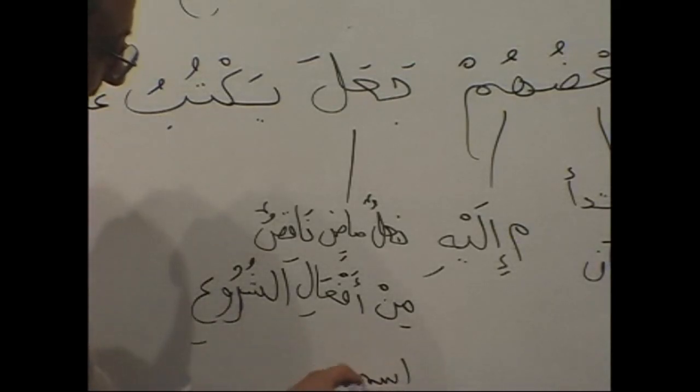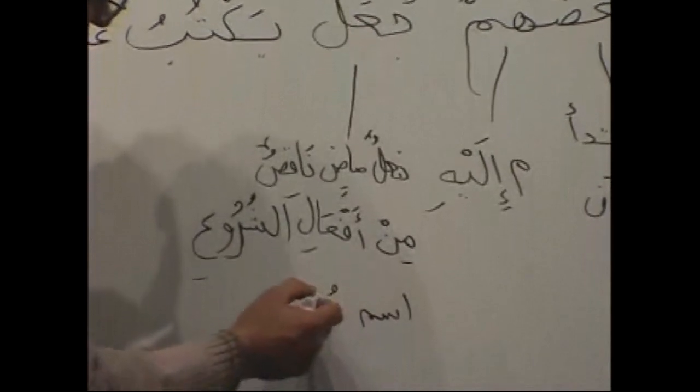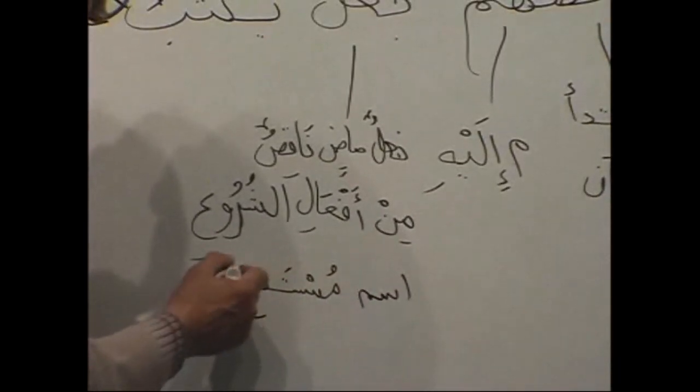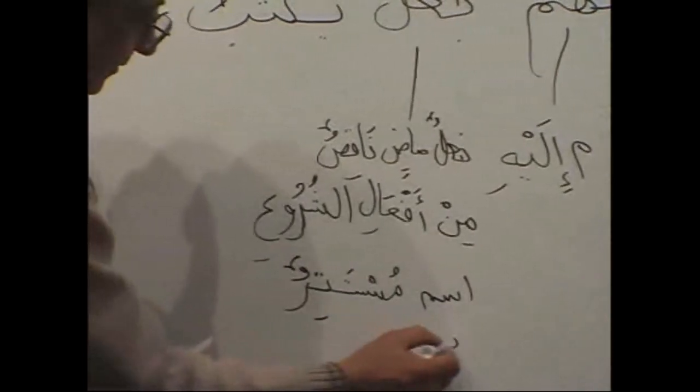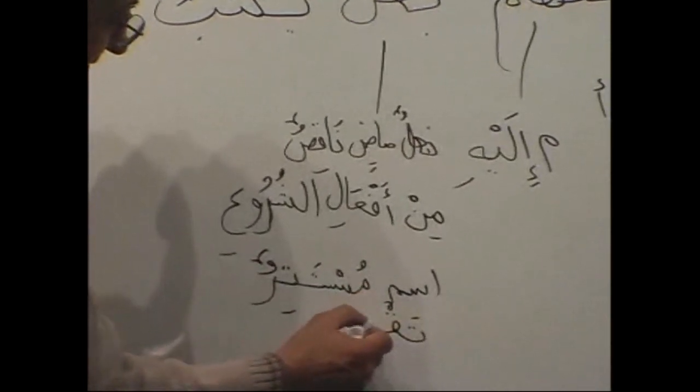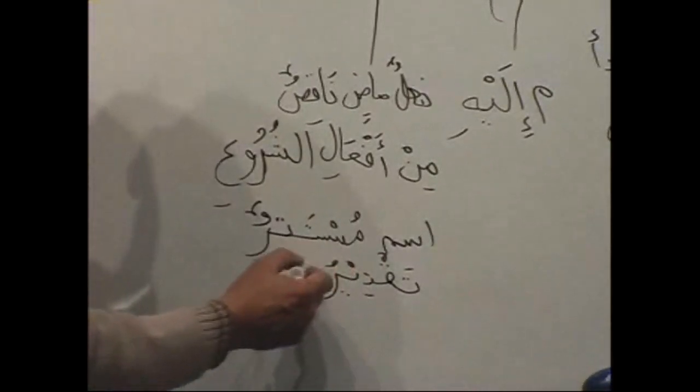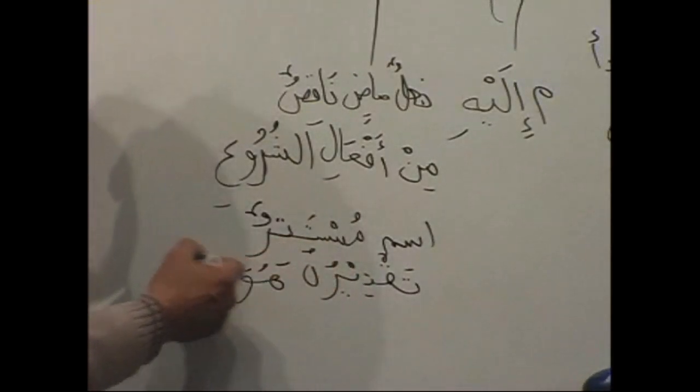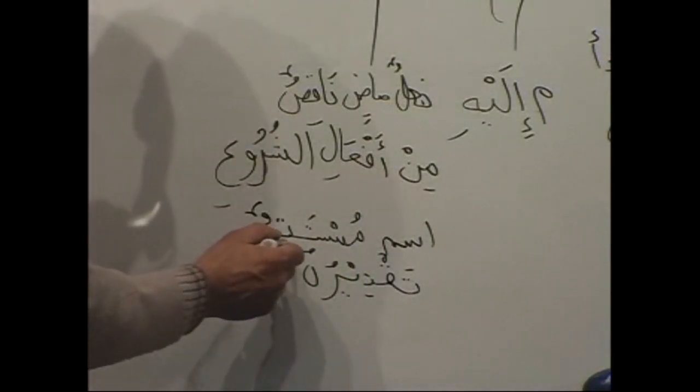Okay, now where is the fa'il? You will say no fa'il. Now what will you say? No fa'il. Then if there is no fa'il, it has to have an ism. So where is the ism? Mustatir. Taqdiruhu huwa. Ism mustatirun, and then taqdiruhu huwa. Are you with me, brothers and sisters? Taqdiruhu huwa.